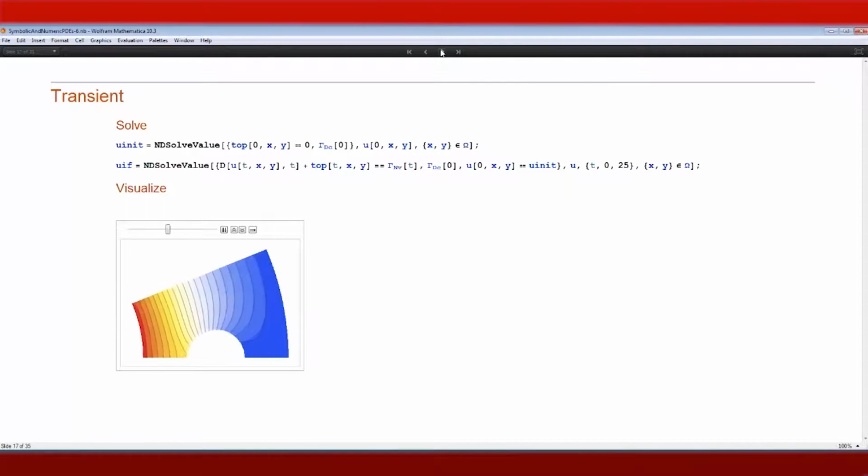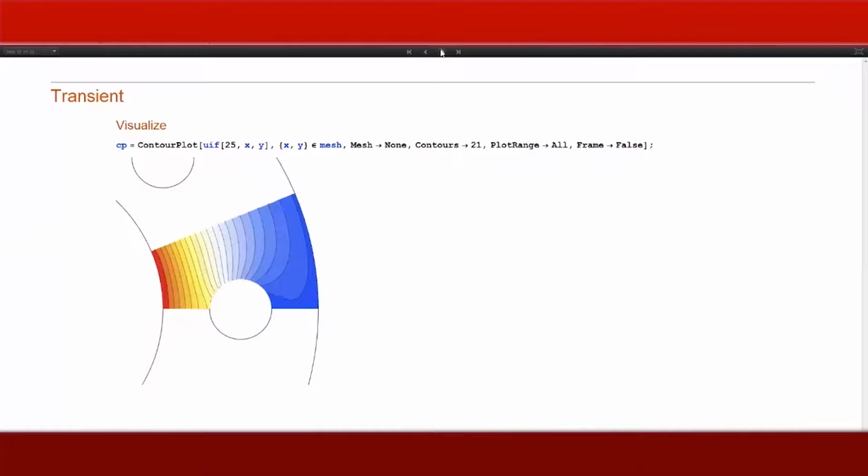Additionally, we also specify the initial condition at t equals 0. T goes from 0 to 25, and x and y are part of the region specified above. Below, you see a visualization of how the cooling liquid affects the temperature distribution in the wall of the pipe. Here's the second visualization, where the contour plot of the temperature distribution in the pipe is put back into the original region that I've shown at the start.